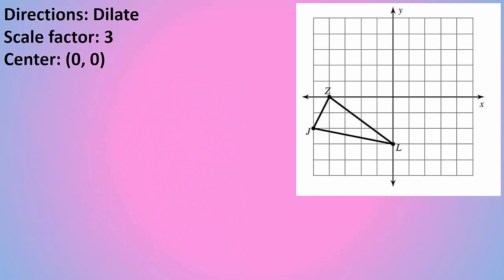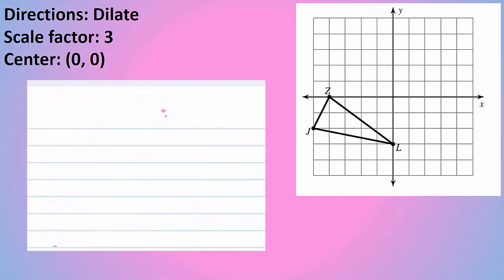Next, we're going to dilate by a scale factor of 3. Again, we'll notice that it's not going to fit on the graph. And to be honest, unless we start with really small images, anytime you're dealing with a scale factor greater than 1, which is going to cause your image to get bigger, it's probably not going to fit on your graph if you have a small image like this, or a small graph like this. So we want to show using our rule. First, the rule is (x, y) transforms to (3x, 3y).